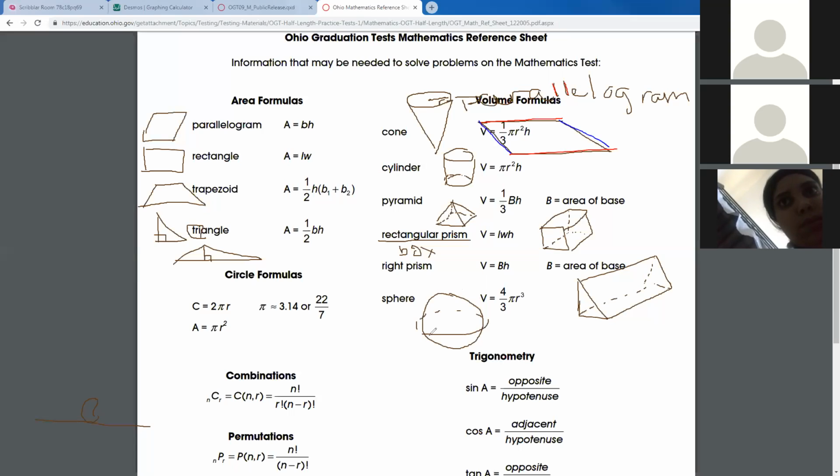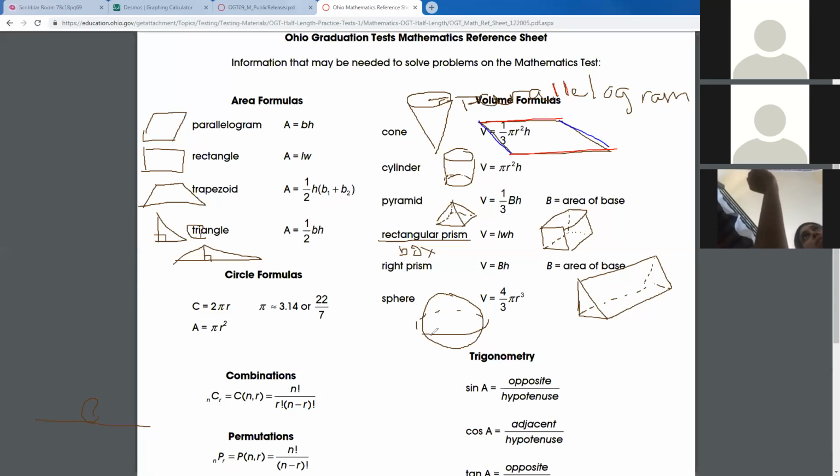So those things you have to have memorized. You have to know a cone looks like this, a cylinder looks like this. Sometimes they'll say the word cone or cylinder so you can look, but sometimes maybe they'll give you a picture. You have to look and say, oh, this picture is a pyramid, so this is the formula I would use. Okay.